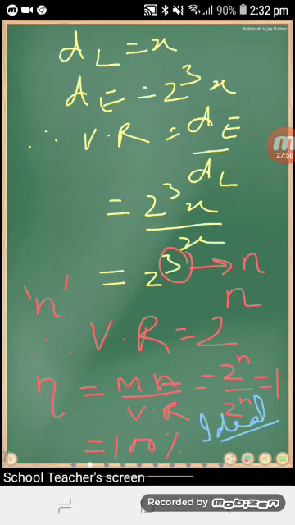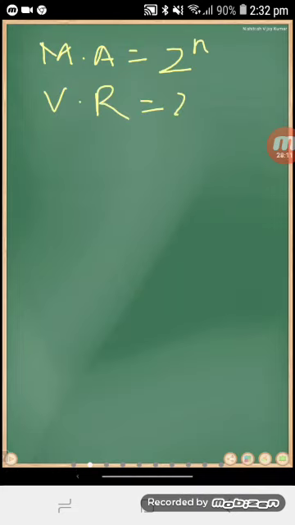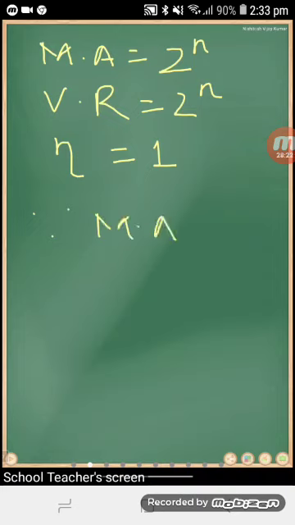Now, overall, if you try to observe for the Archimedean system, we find that the mechanical advantage in the Archimedean system is 2 to the power n, velocity ratio is 2 to the power n, efficiency is equal to 1 for the ideal case, and since mechanical advantage is greater than 1, we find that this is going to act as a force multiplier.